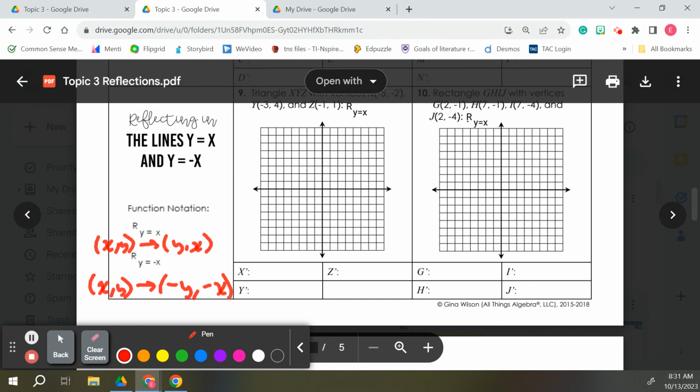So that's going to help you with your homework. And we'll get the foldable taken care of too. I'm just waiting on a supply for it.